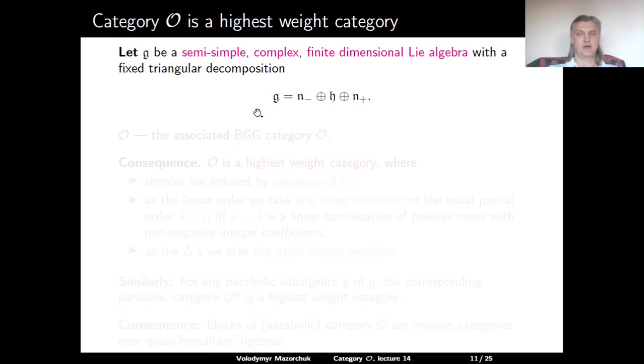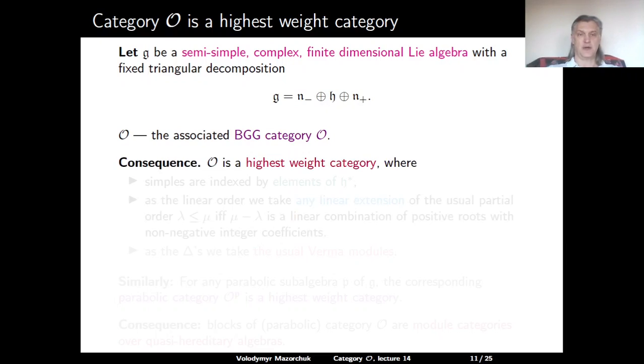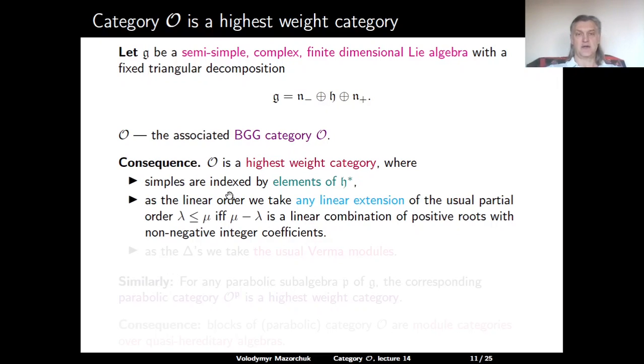So let g be a semi-simple complex finite dimensional Lie algebra with a fixed triangular decomposition. Then we can consider the associated BGG category O. From what we now know about category O, we can claim that O is a highest weight category, where simples are indexed by elements in the dual space to the Cartan subalgebra. As a linear order, we can take any linear extension of the usual partial order on weights, so lambda is less than or equal to mu if and only if mu minus lambda is a linear combination of positive roots with non-negative integer coefficients. And as deltas, we take the usual Verma modules.